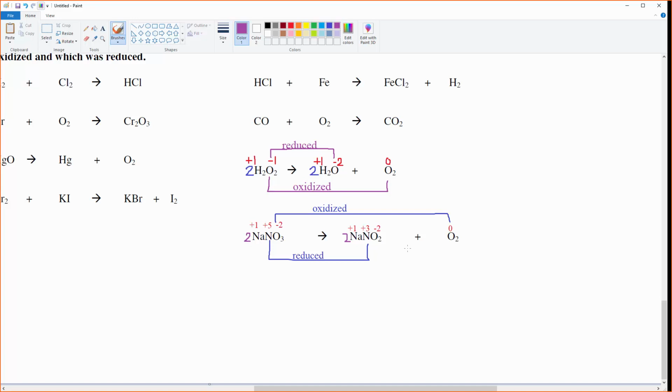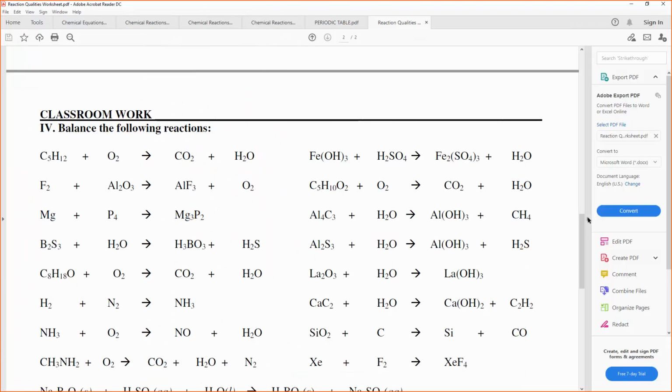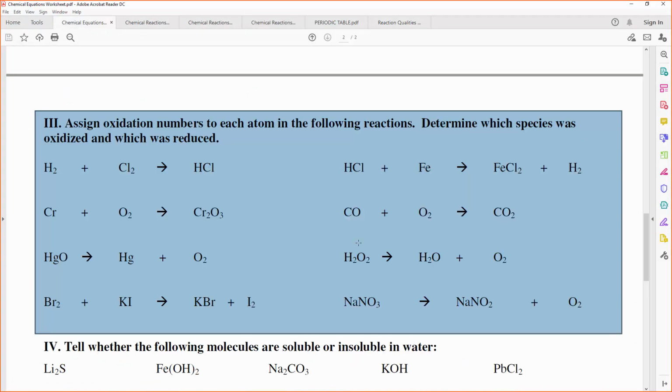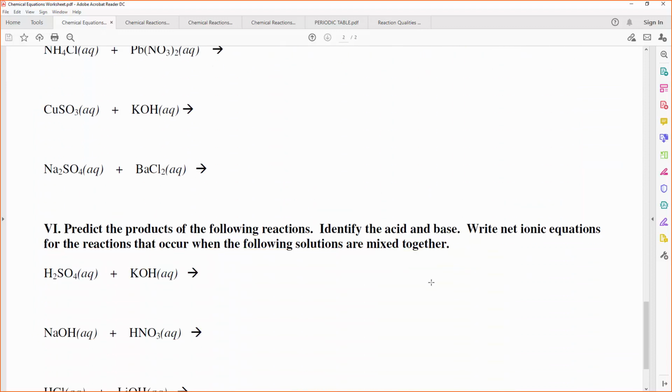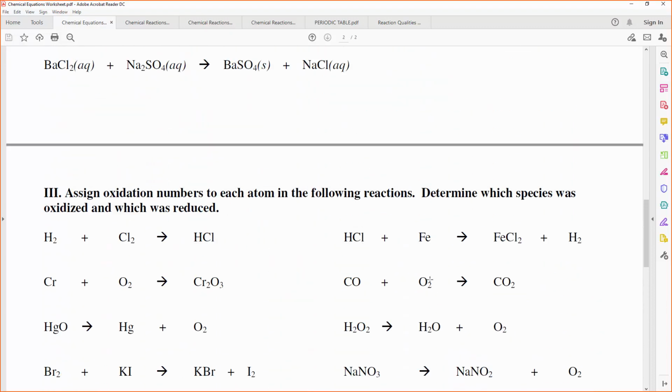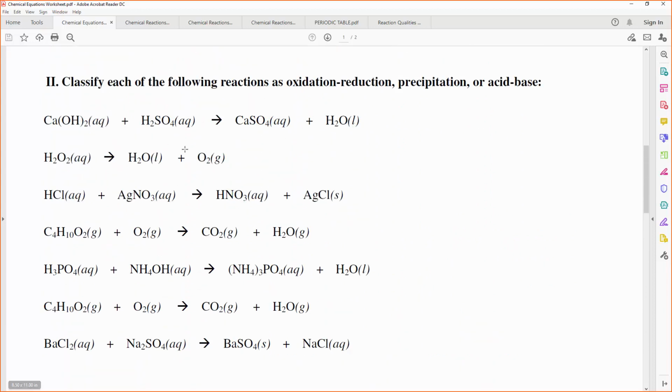Good, awesome. All right, so we will pick this back up on Tuesday. And on Tuesday, we're going to introduce precipitation reactions and acid-base reactions. So we're going to do the rest of this worksheet, but also I skipped this section right here, section 2, classify. When we have done introducing precipitation and acid-base, once you've seen all of precipitation, acid-base, and then oxidation reduction, we can go look at this and classify these as well.